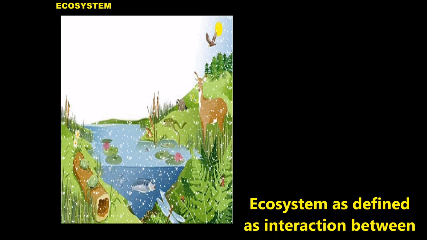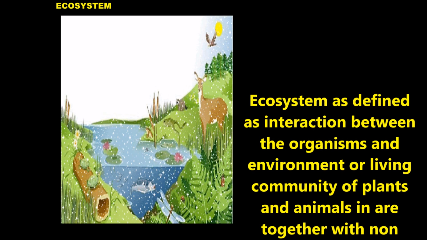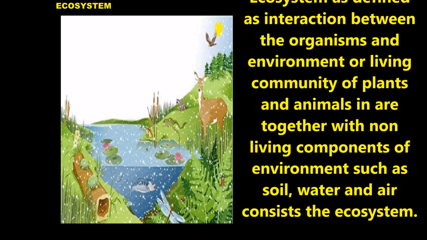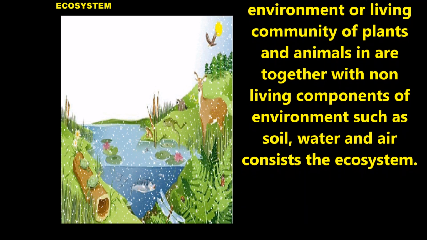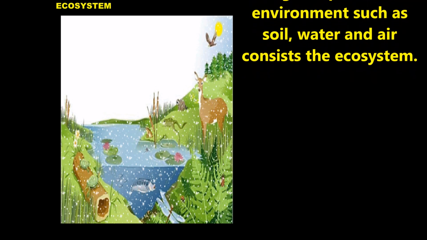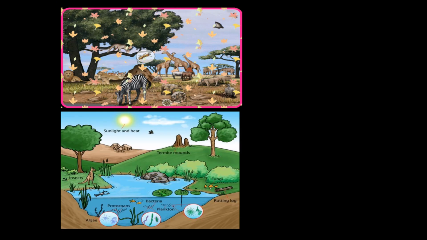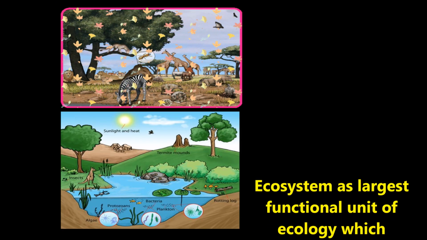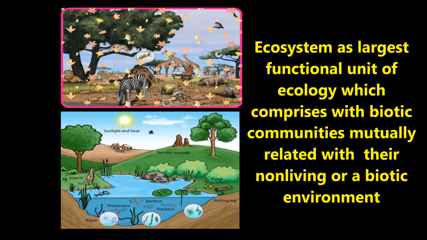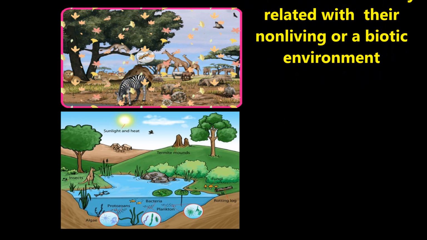Now let us see the definition of ecosystem. Ecosystem is defined as the interaction between the organism and the environment, or else we can say the living community of plants and animals in or together with non-living components of the environment such as soil, water and air together constitutes the ecosystem. Ecosystem is the largest functional unit of ecology, which comprises biotic communities mutually related with their non-living or abiotic environment.